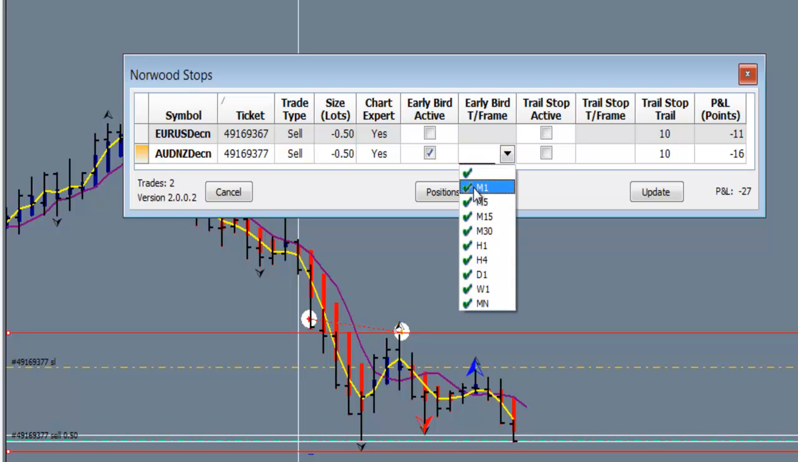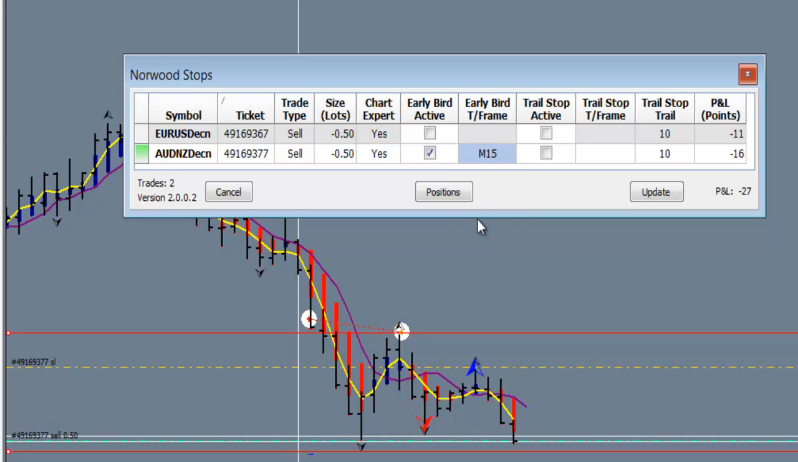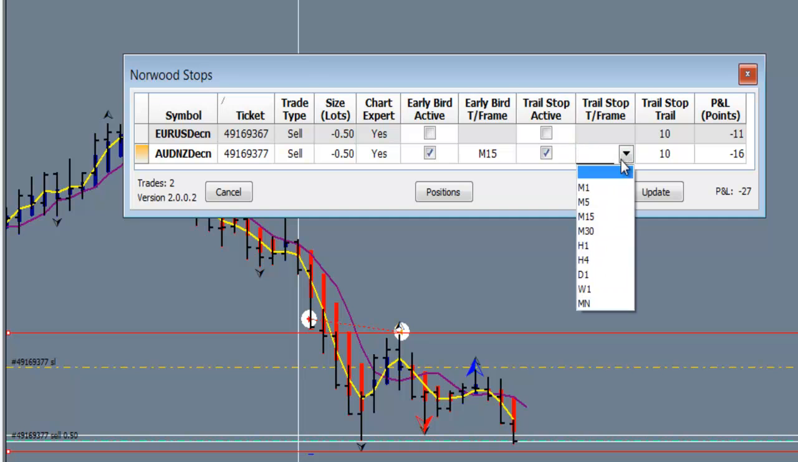Okay, now if you have all these green check marks, that means I could place a stop on any time frame and it would work for me. I'm going to set it on the 15-minute. And the trailing stop, I'm going to set it on the 15-minute as well.